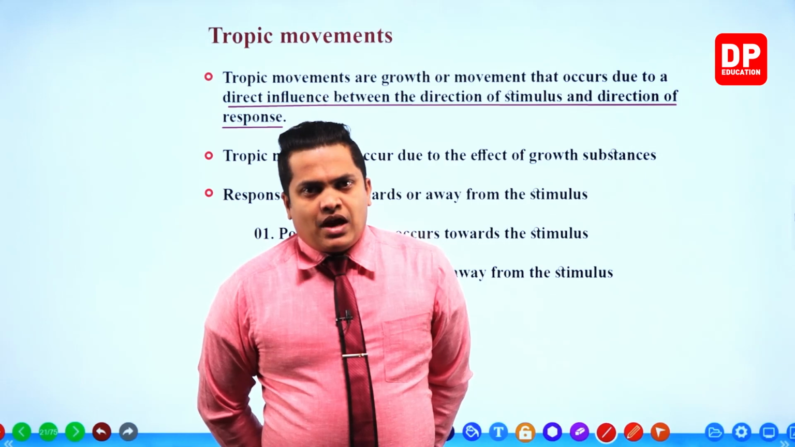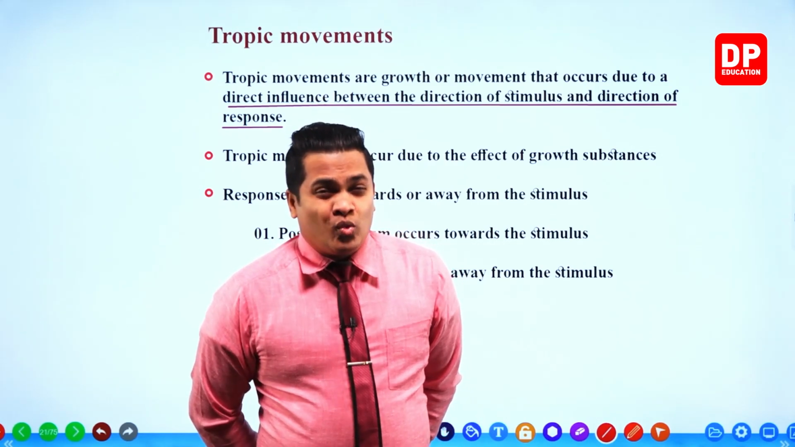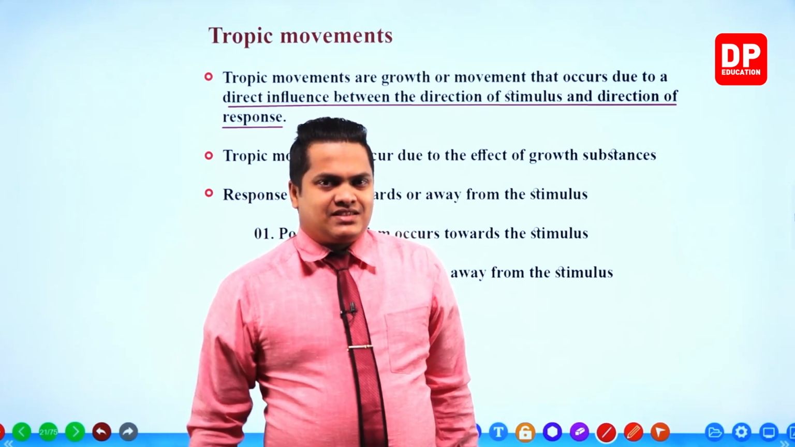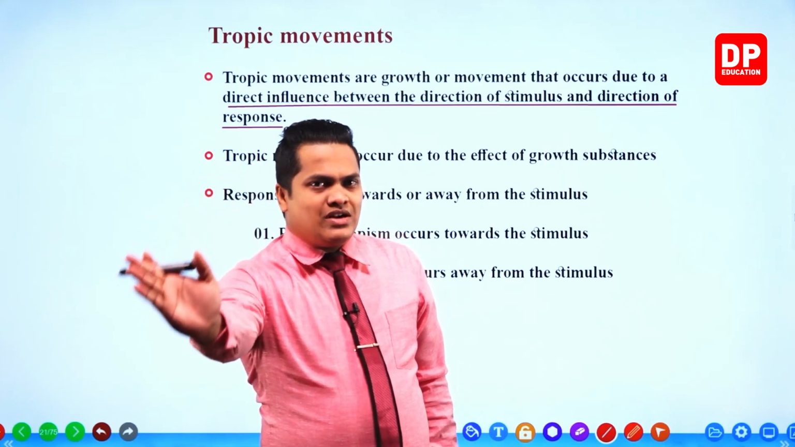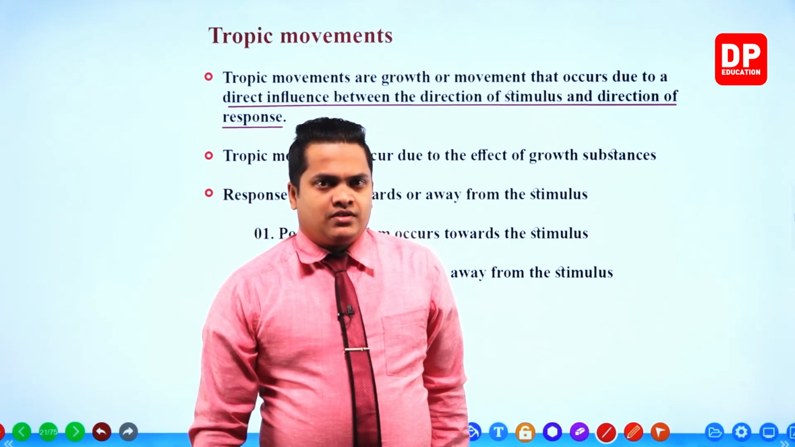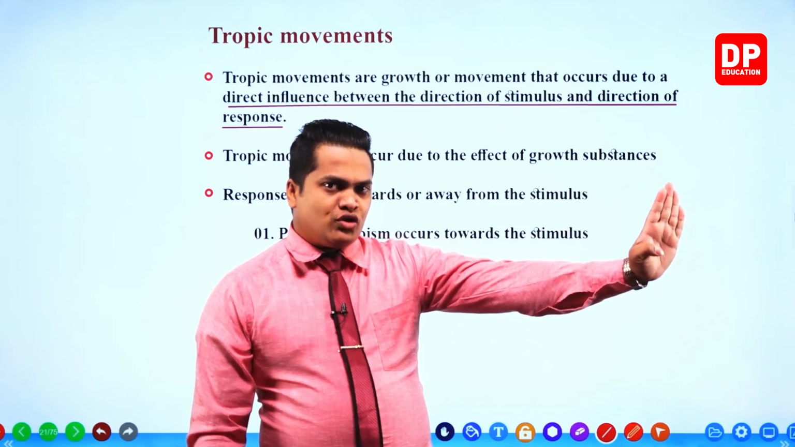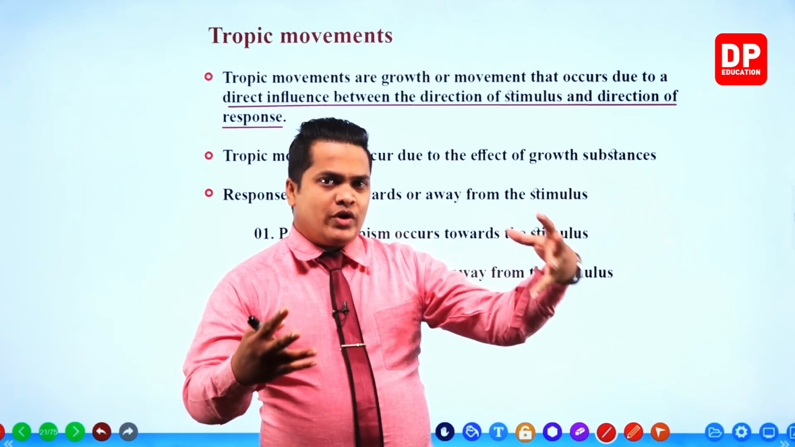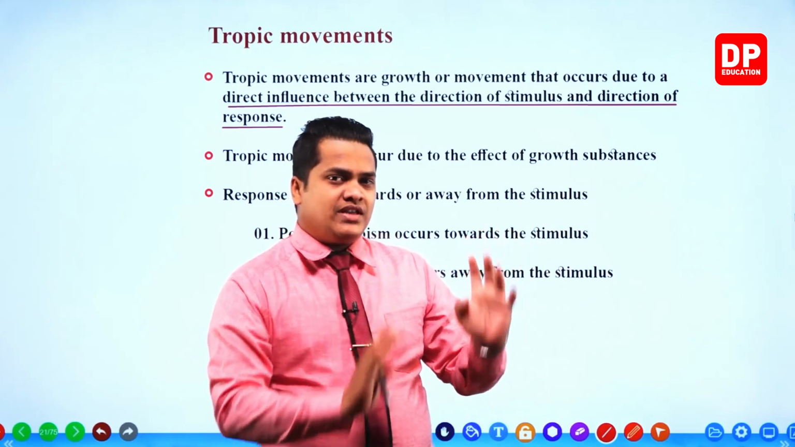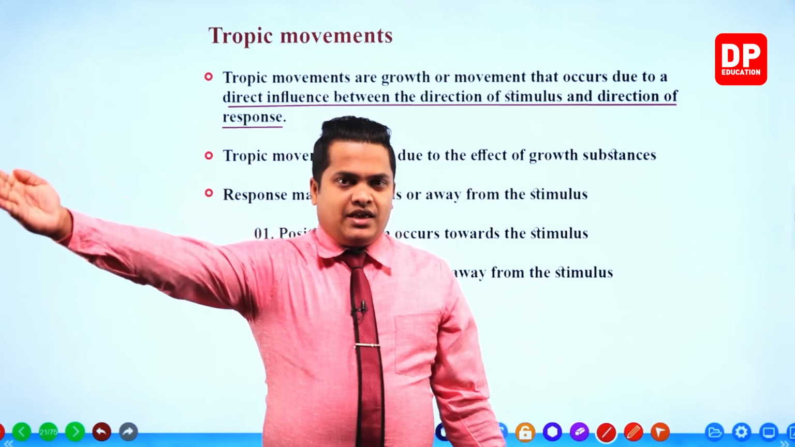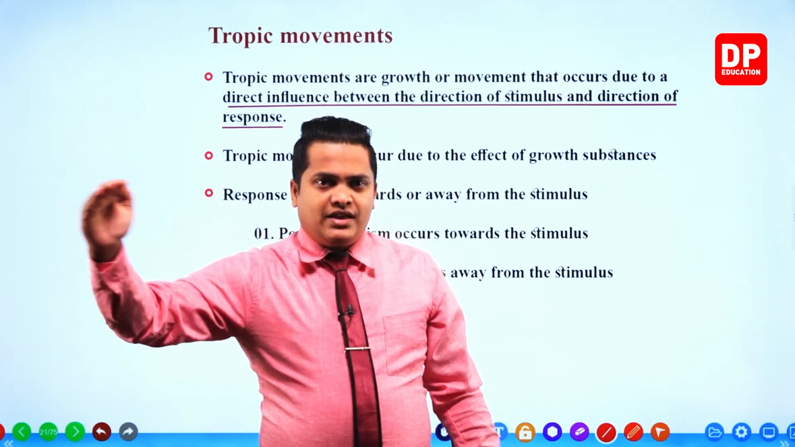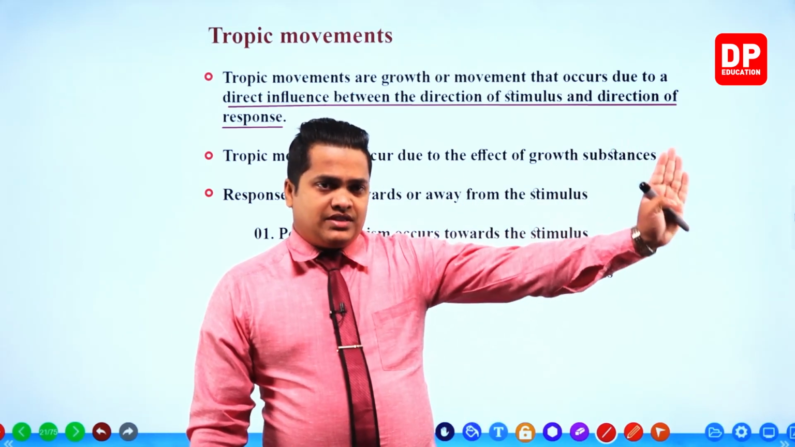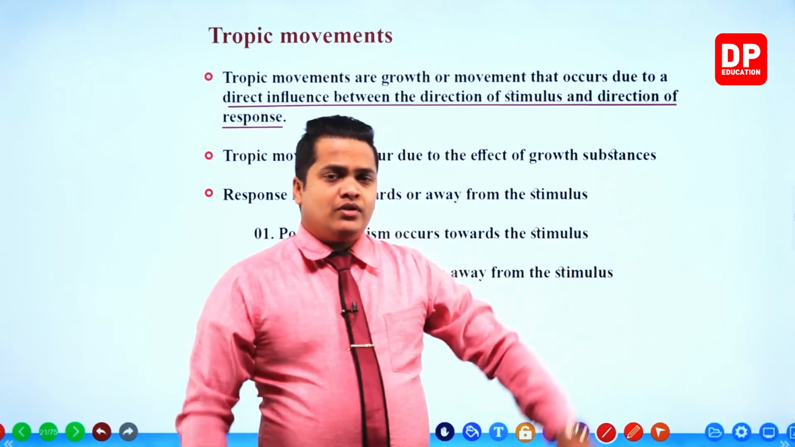The apex of the plant is always growing towards the light. So receiving light is the stimulus. Growing towards the light is the response. When the direction of the light changes, the response given is also going to change. If the light is coming from that direction, then the apex will grow towards that direction. If the light is coming from this direction, then the apex is going to grow in that direction.